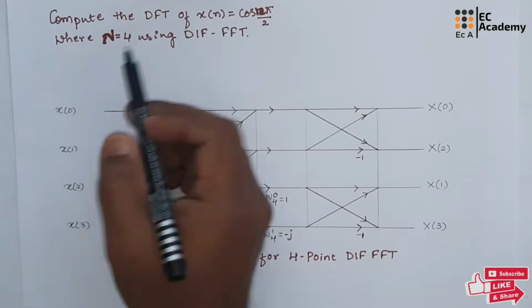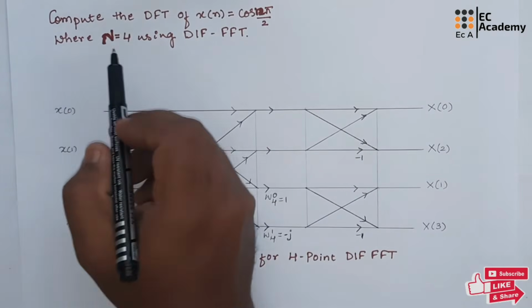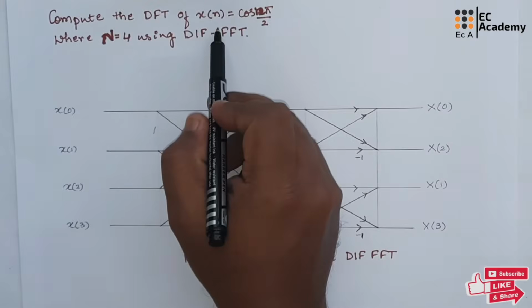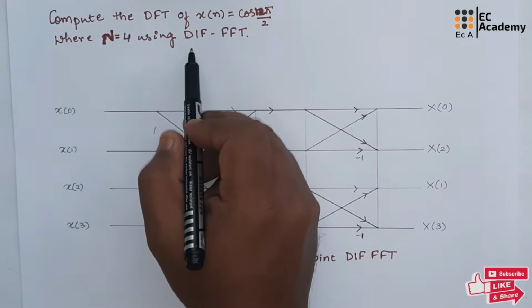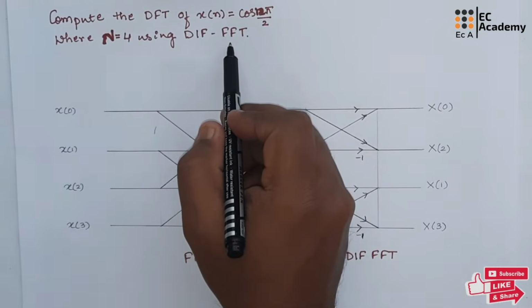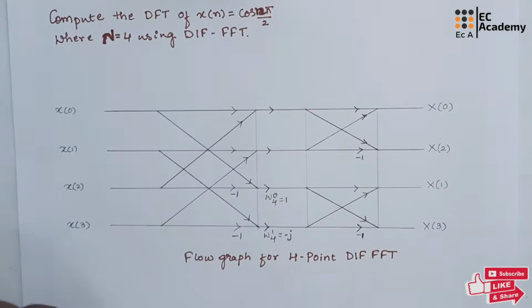In this lecture, let us understand the problem on DI of FFT. Here, we need to find the DFT of the given sequence x of n using DI of FFT, which is decimation in frequency fast Fourier transform. Here, they have given n is equal to 4.